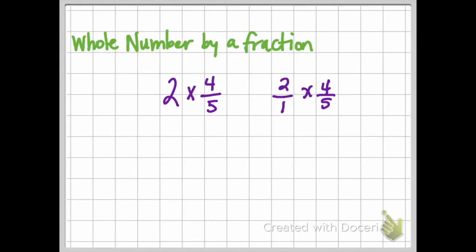Okay? Now, when multiplying, a strategy, or the easiest way to do this, is to multiply your numerators and then multiply your denominators straight across. So 2 times 4 is 8, and 1 times 5 is 5. I know this is an improper fraction, so 5 can be divided into 8 one time with 3 left over, okay? Well, we're not quite done yet.